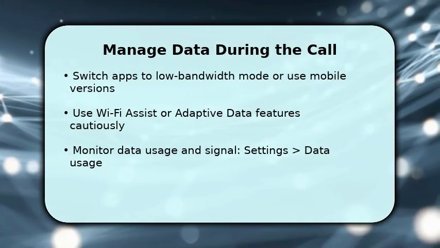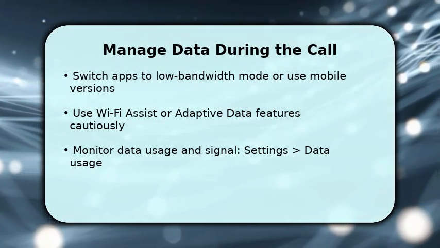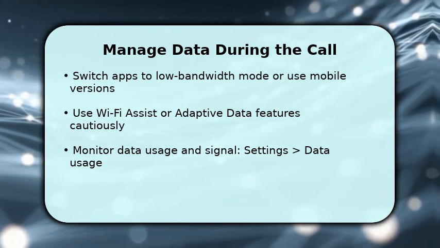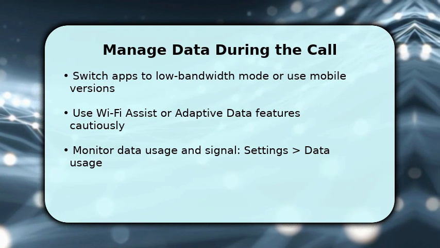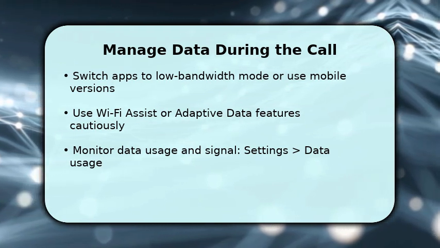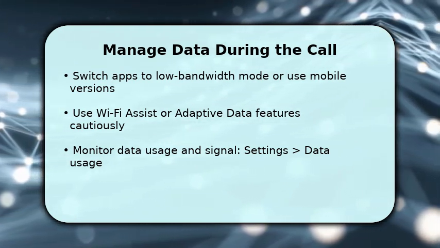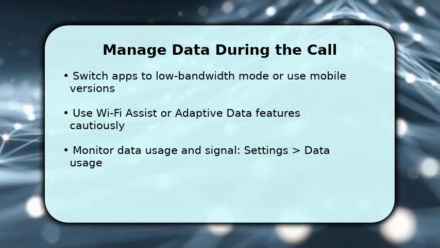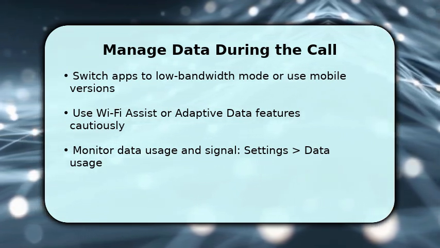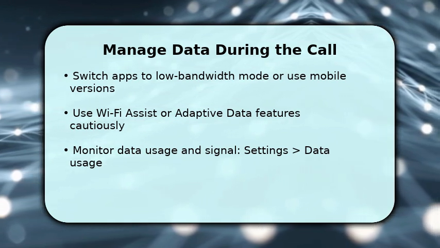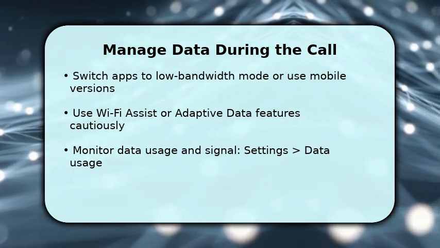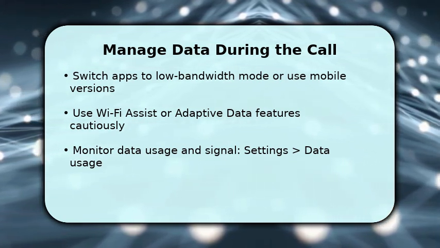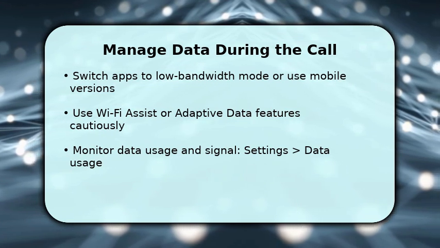Once you're on the call, manage apps to preserve throughput and avoid interruptions. You should switch heavy apps to low bandwidth or mobile versions so they don't steal packets from your call. This keeps audio stable. Make sure features like Wi-Fi Assist or adaptive data are set to your preference because they may toggle networks mid-call. Also monitor real-time data and signal strength in settings so you can act if performance drops. These middle steps maintain quality while you continue talking and using online services.